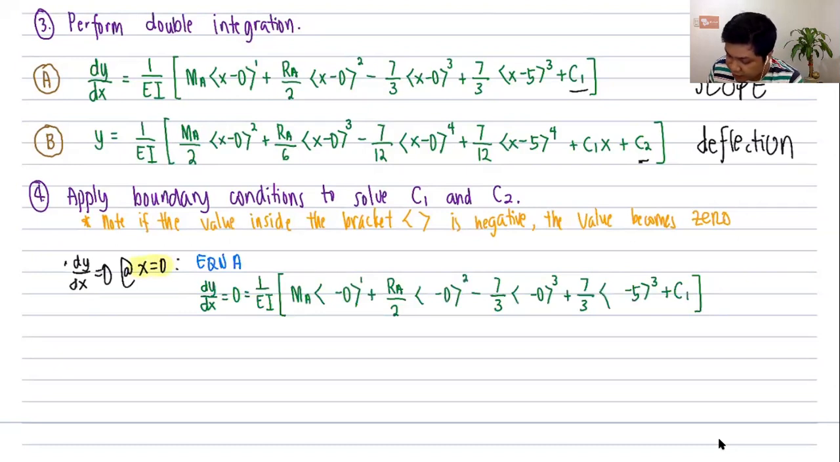So I'll just write 0 for all values of x. I just copied equation A, equals 0. Now, if you'll try to notice, 0 minus 0, that's 0. 0 minus 0, that's 0. Still 0. And I have here 0 minus 5, that's negative, so that's 0. Okay? Therefore, that tells me that C1 is equal to 0.